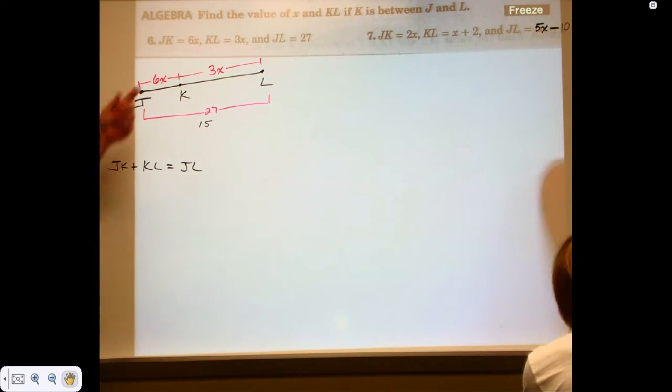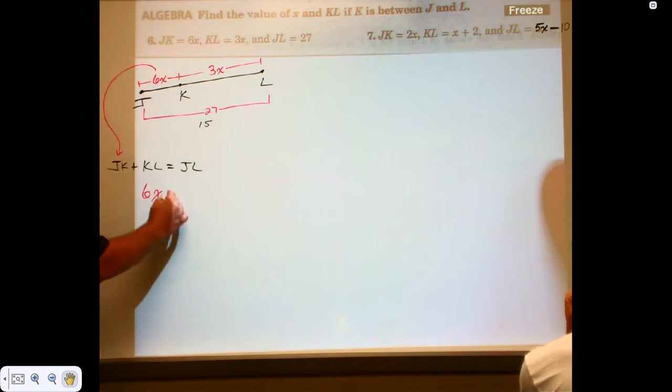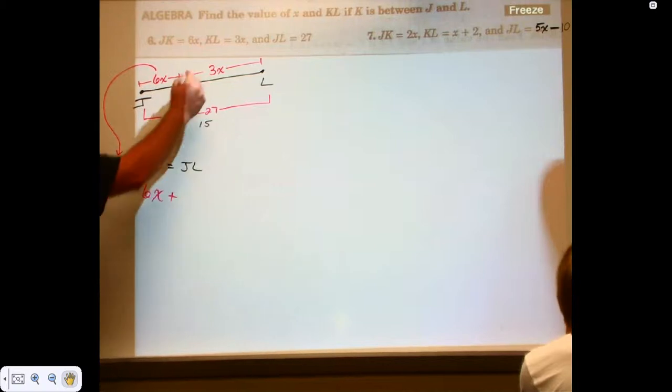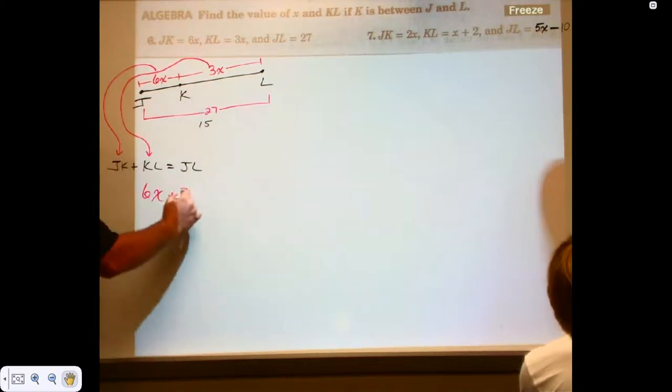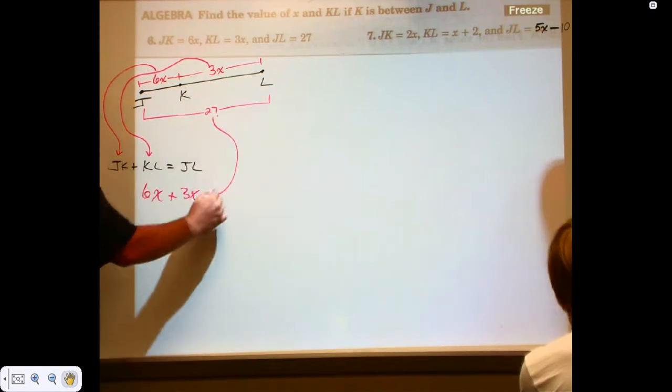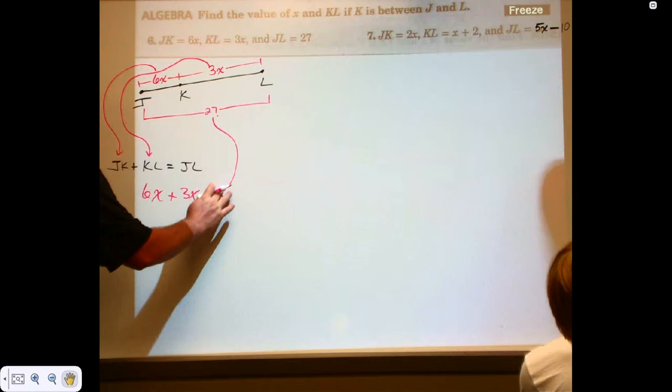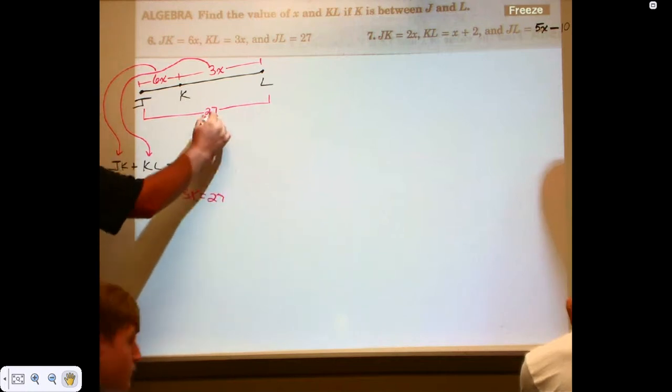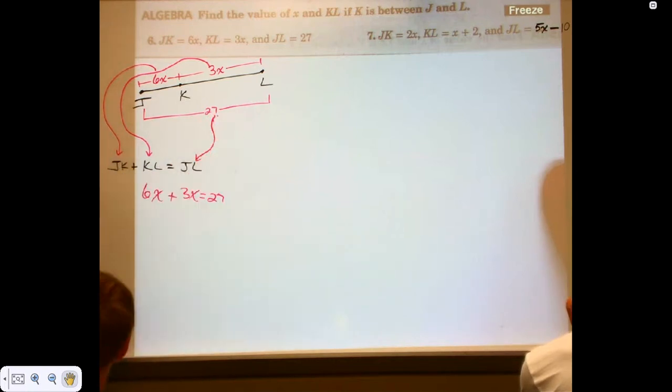Well, I have some things to represent that, don't I? What is J to K? 6x. Plus. What is K to L? 3x. And what is J to L? 27. So that's equal to J to L. Yes, sorry. That's 27, isn't it? Have I created a valid equation with the information given? Does that make sense, that relationship? The two smaller parts added together equal the whole thing? Yes.